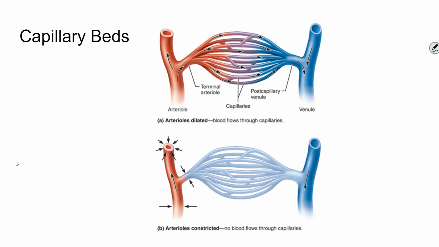Now, a capillary bed is just a bunch of capillaries. That's the easiest way to think about it. But a more specific definition is an interwoven network of capillaries between the arterioles and the small veins, the venules, which we haven't talked about.